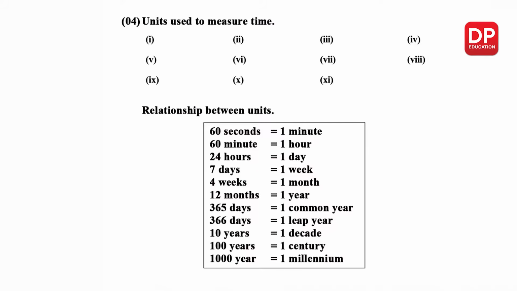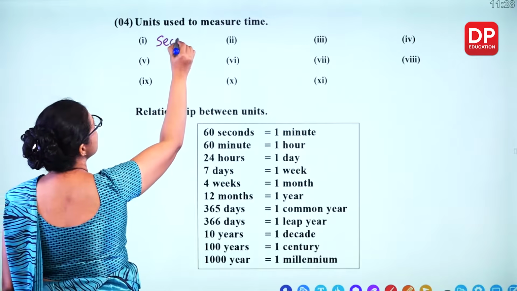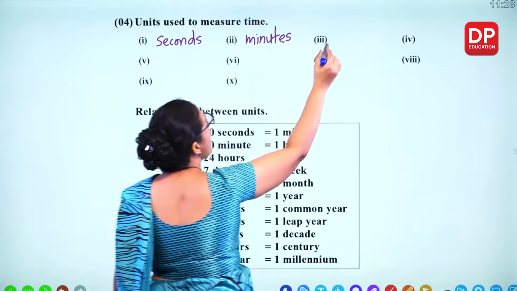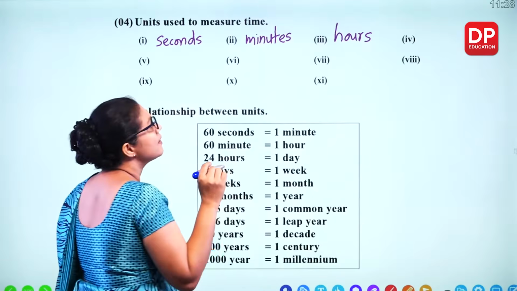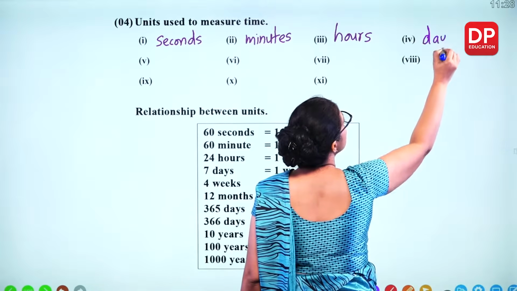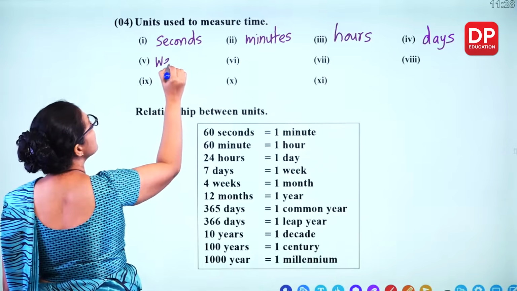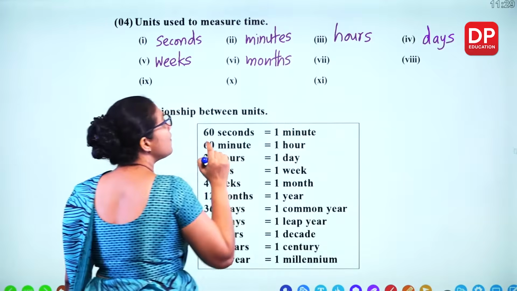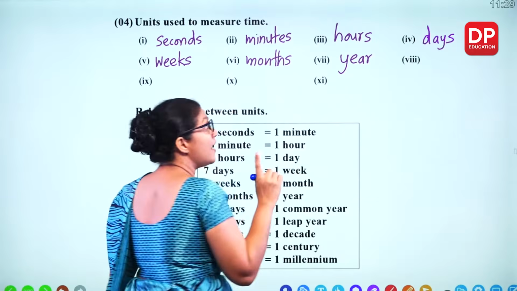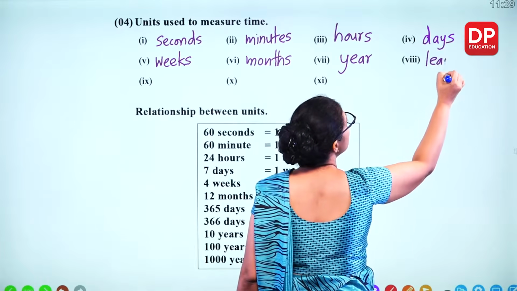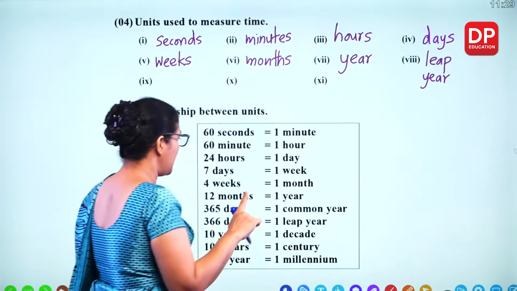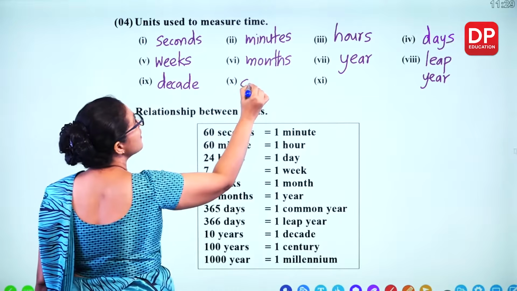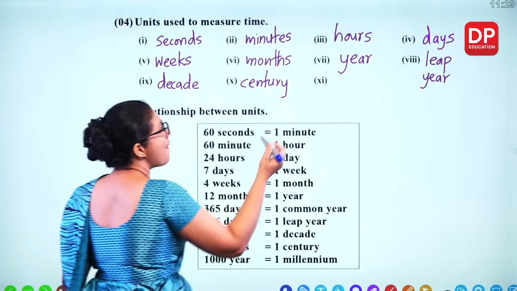What are the units used to measure time? We can use seconds, then minutes, hours. Then you get days, weeks, then you get months, then year, and we called another one leap year. You can get leap year and decade, century, and millennium.